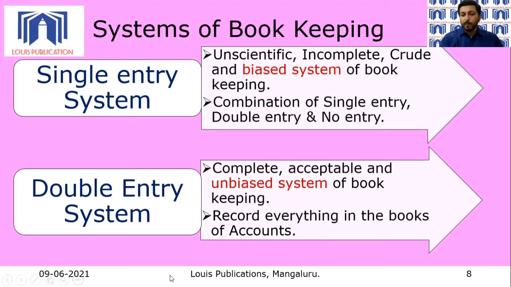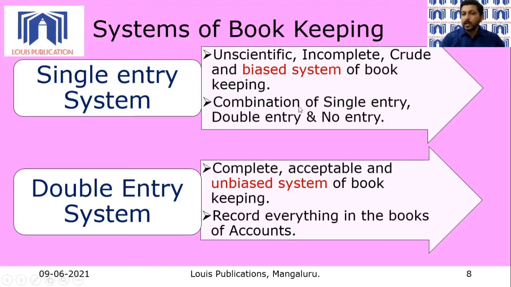Unbiased system of bookkeeping. Why do I say unbiased? Because it is the accounting rules that decide that it has to be recorded. So there is nothing called important and not important. Anything to do with money, anything within the business which has a monetary impact, will surely be recorded in the books of the business. So that's why we say double entry system is an unbiased system of bookkeeping.